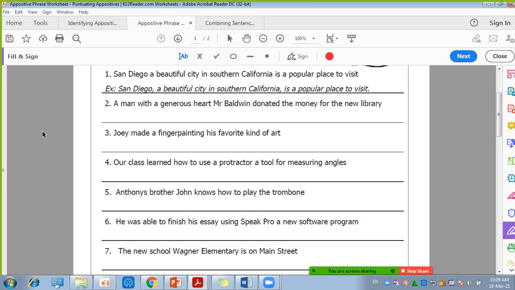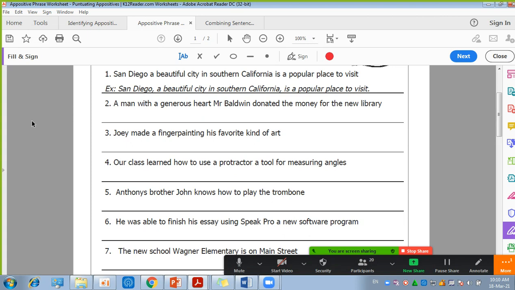A man with a generous heart. Before A and after heart. Before I start the sentence with a comma, Noor, this is something totally new, really. Where do you think the non-essential phrase is here? Which one? Yes, generous heart. Only generous? Not important. Only generous heart?